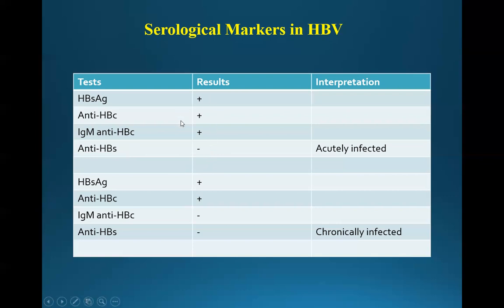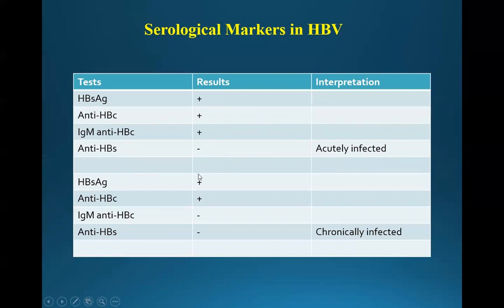Now, what is that patient? Let me ask you in another way: what is the duration of this infection? Probably less than 6 months. Excellent. It is less than 6 months because this patient still has the surface antigen, has the IgM core antibody, which is recent, and has not developed the surface antibodies. So this is a recent infection, acutely infected.